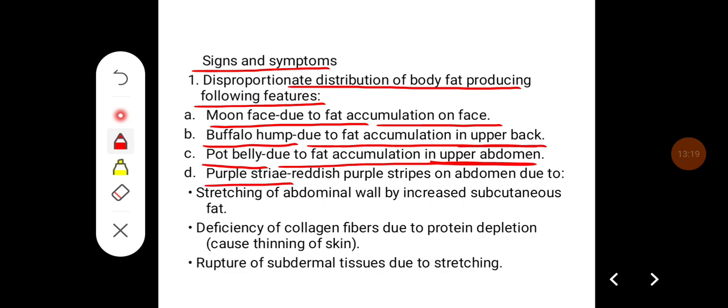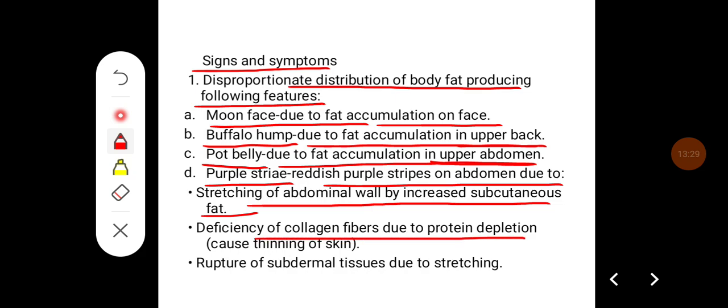Purple striae are seen, which are reddish purple stripes on the abdomen due to the stretching of the abdominal wall by increased subcutaneous fat, and it is also due to the deficiency of collagen fibers due to the protein depletion, which causes thinning of the skin, and this also occurs because of the rupture of subdermal tissues due to the stretching.